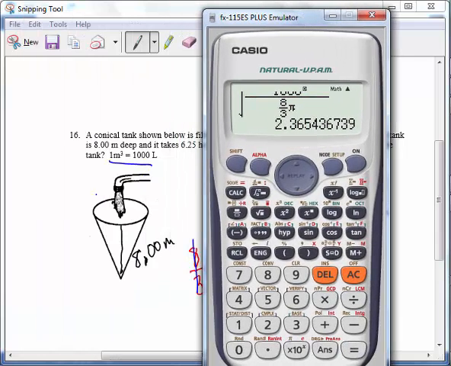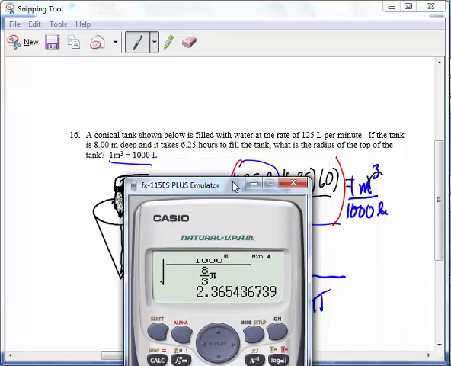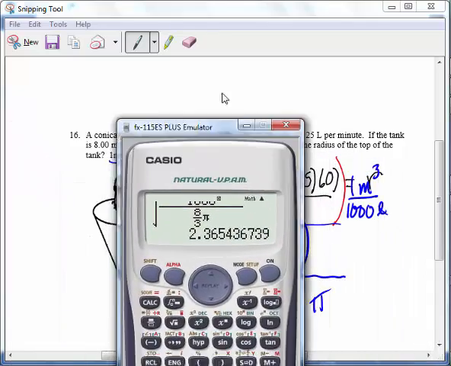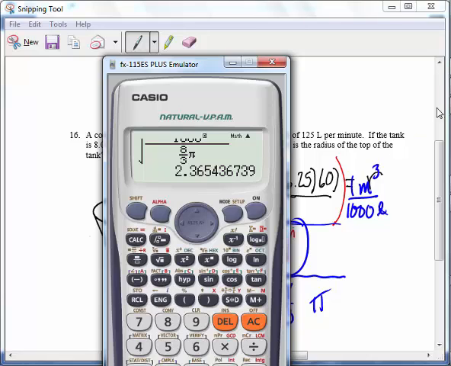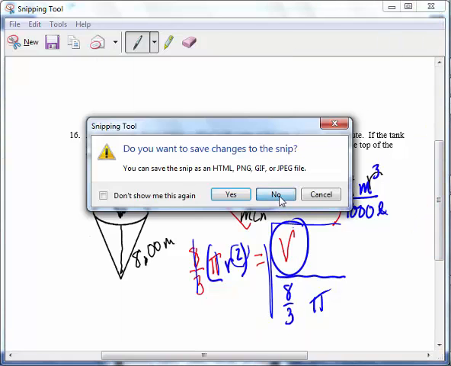2.36 meters is the radius, which would be, do they want it in centimeters? It doesn't say. They just want the radius of the top of the tank, 2.36 meters. Next one.